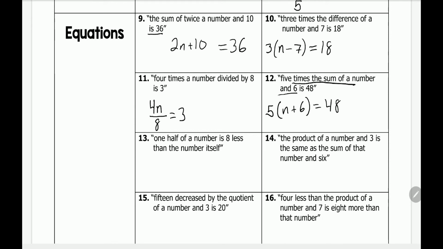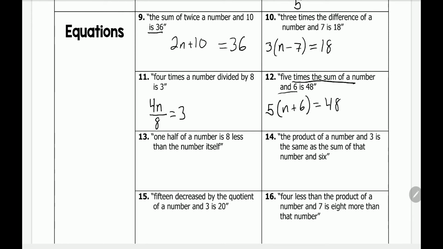Alright, number 13. We have 1/2 of a number is 8 less than the number itself. So that means we have 1/2 of a number, so we're going to multiply 1/2 and n, then the equal sign. 8 less than the number itself. And remember that less than is one of our turnaround phrases. So we're going to take the number itself, so n. Less than means subtraction, and 8. And this is the answer for number 13. Moving on to number 14.